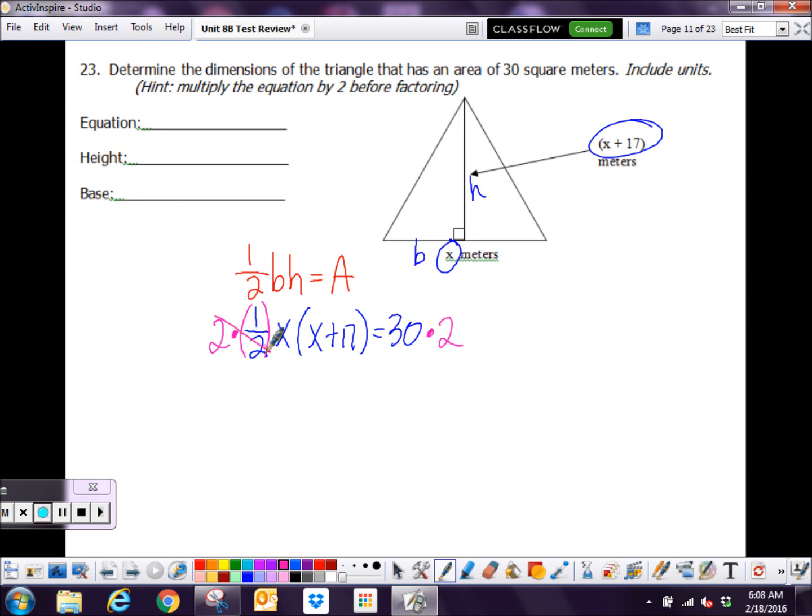That's just getting rid of that 1/2. You do not have to distribute that anywhere. We're just multiplying the 1/2 times 2 and moving it to the other side. So now on the other side I have 60.